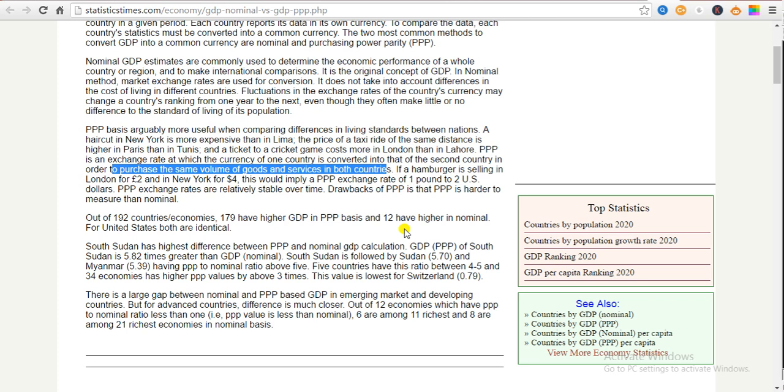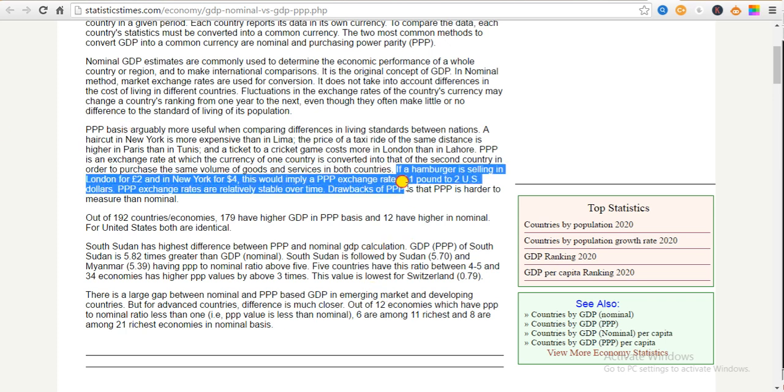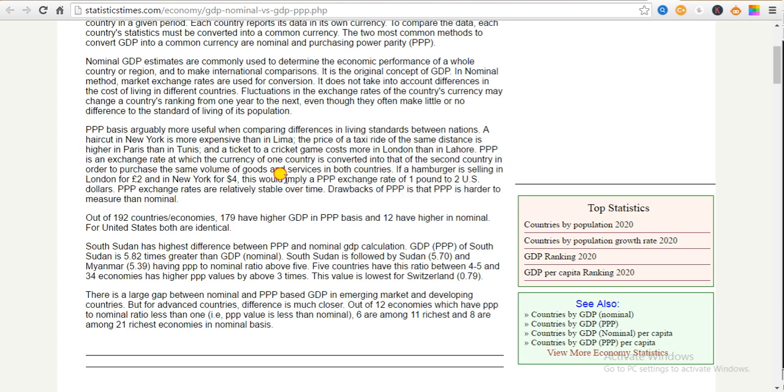So imagine that in your country, all right, let me finish and then I'll give you some of the advantages and some of the disadvantages, because this is filled with advantages. So let's continue for now. So if a hamburger is selling in London for £2 and in New York for $4, this would imply, so this implication gives us an expectation in exchange rates, a PPP exchange rate of £1 to $2 so that there's an equilibrium in price.